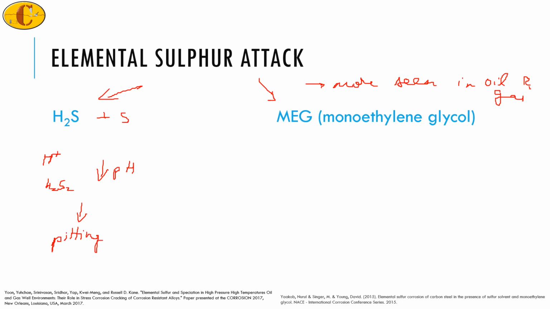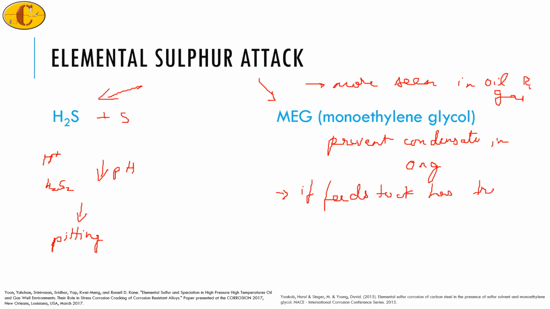In case of MEG, this is majorly used to prevent condensate formation in oil and gas. If in the feedstock there is a small amount of MEG left, then that may enhance the sulfur attack. So this is important if the feedstock has traces of MEG. In that case, MEG plus S more or less leads to formation of some kind of crevice corrosion phenomenon as well, in addition to the uniform plus pitting.